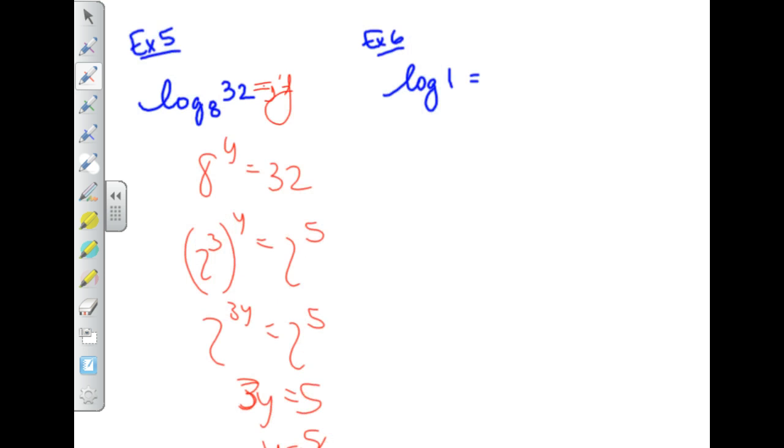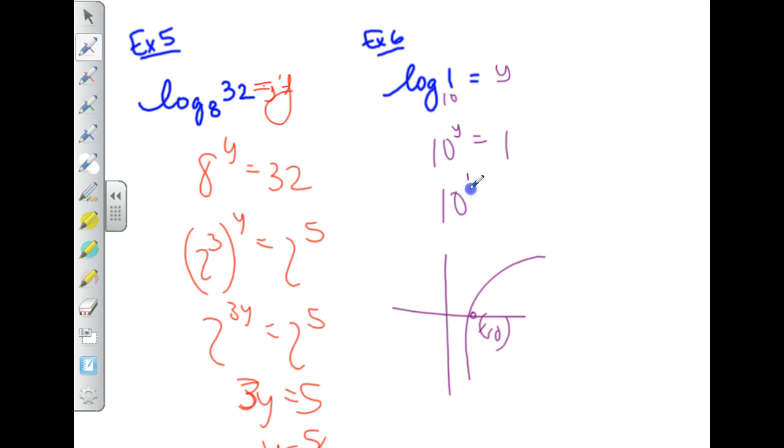Looking at this other one, the log of 1, we know that from the graph. The log of 1 has to equal 0 because that's the point on there. But if you wanted to do the fishhook, we can. 10 to the what power equals 1? Of course, 10 to the first does not equal 1, because 10 to the first is 10, but 10 to the 0 equals 1.